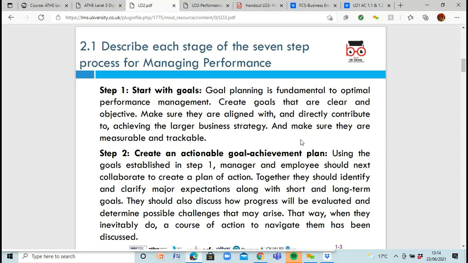Step 2 is to create an actionable goal achievement plan. So you're using the goals in step 1 that you've already established, and that you're going to talk to the manager and the employees.